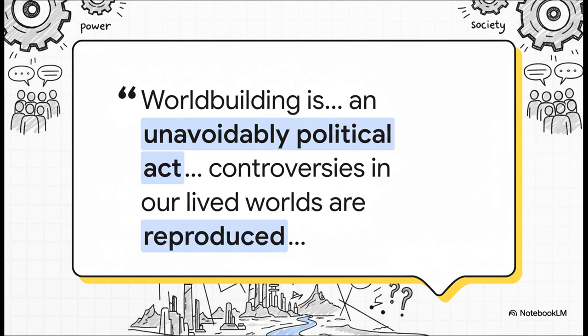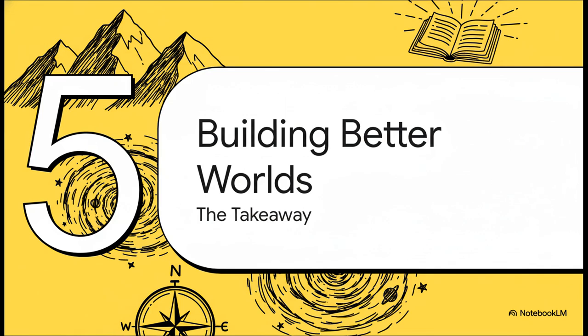This quote from our source material really just says it all. You literally cannot build a world without making choices about power, about society, about values. And every single one of those choices is inherently political. The ideas and controversies from our world get embedded in the fictional ones we create, whether we mean for them to or not. So, where does all this leave us?